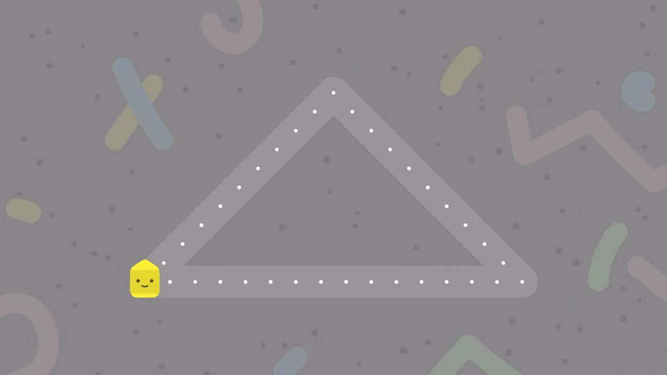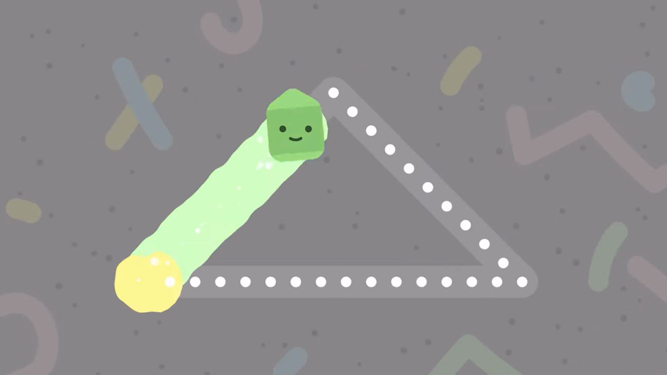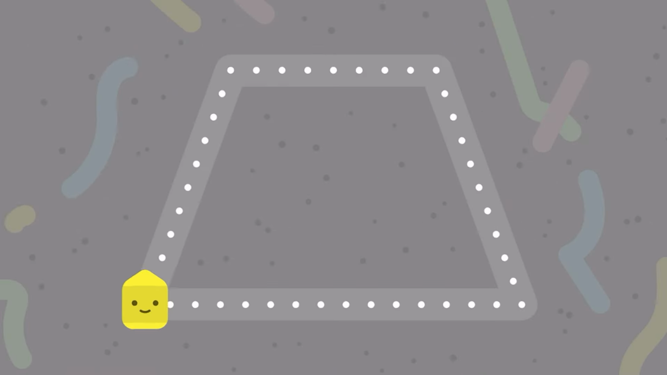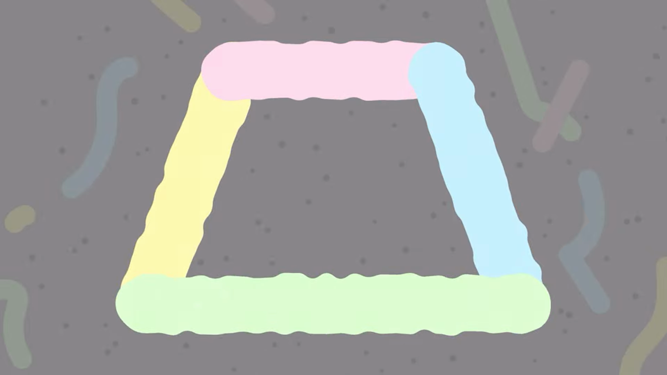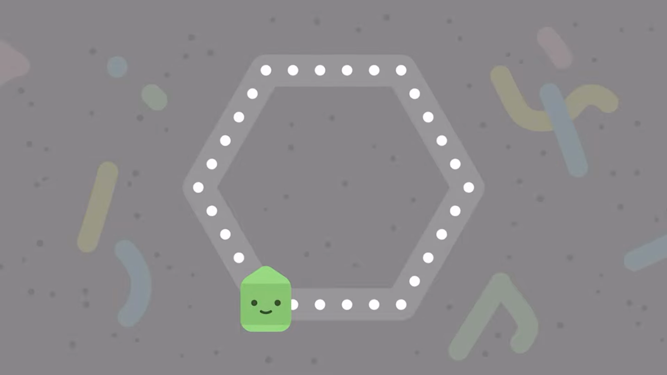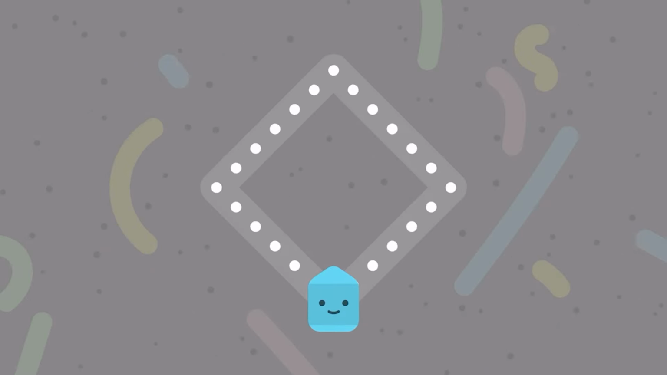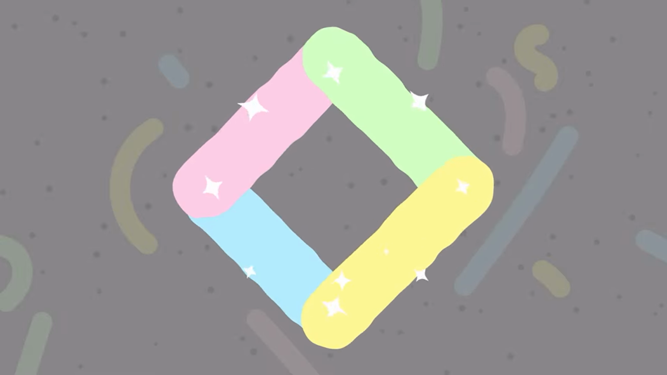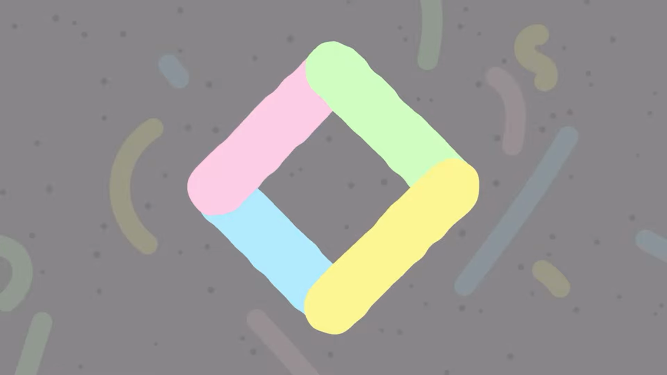A pentagon is made with five straight lines. A triangle is made with three straight lines. Trapezoid. A hexagon looks like a bee's honeycomb. A rhombus is sometimes called a diamond.